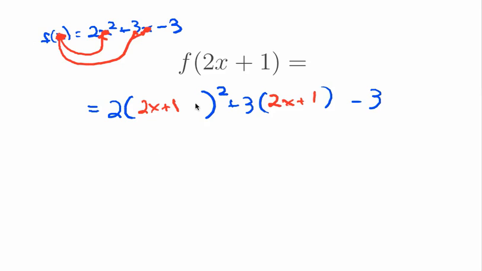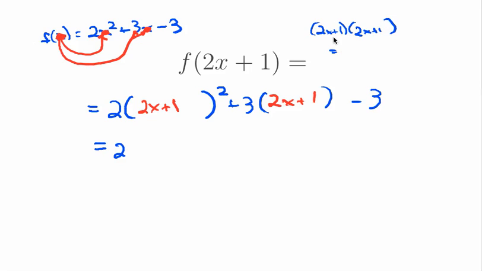So the hard part is really done. The conceptual part is really done. Now we have to do some algebra to make sure we get this right. So let's do that. So 2 times, now when I square this 2x plus 1, let's do that off to the side here. So 2x plus 1 squared is 2x plus 1 times itself. Let's just write that out.